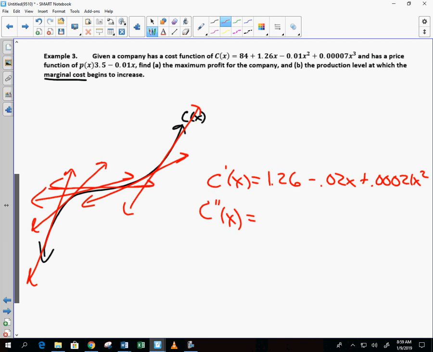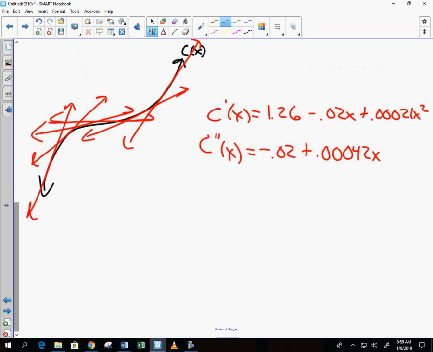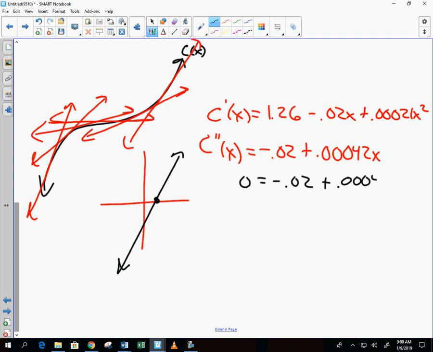What is C double prime? So that's a line, right? With a slope of 0.00042 and a y-intercept of negative 0.02. So it's a line with a positive slope. Everybody agreed? I'm going to try to find the point where it changes from negative to positive, so I just set it equal to 0. So 0 equals negative 0.02 plus 0.00042x. I add the 0.02 over to the other side.